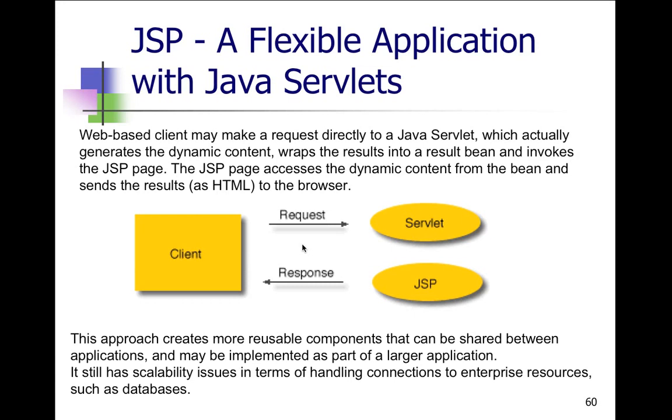So web-based clients may make a request directly to the Java servlet, which generates the dynamic content, wraps the results into the results bean, and invokes the JSP page. Then the JSP page accesses the dynamic content from the bean and sends the results as HTML back through the HTTP protocol. The approach creates a more reusable component that can be shared between applications because you have servlets running rather than pages, and may be implemented as part of a larger application. So it still has scalability issues in terms of handling connections to enterprise resources such as databases.